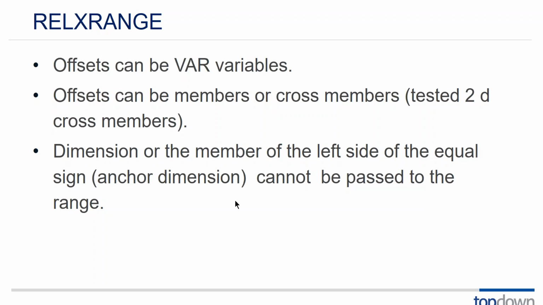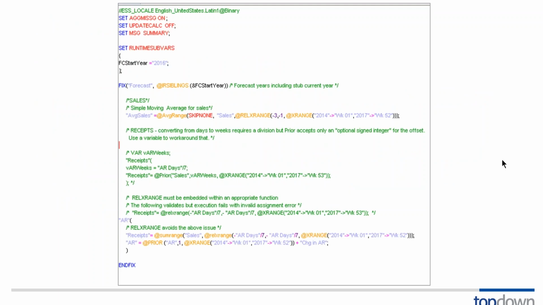One caveat, the dimension or the member on the left side of an equal sign, they call that the anchor dimension, and that can't be passed into the range. Kind of like a fixed statement, anything we're fixing on, we can't calculate that in the commands that are within the fix. So this is a similar type of limitation.